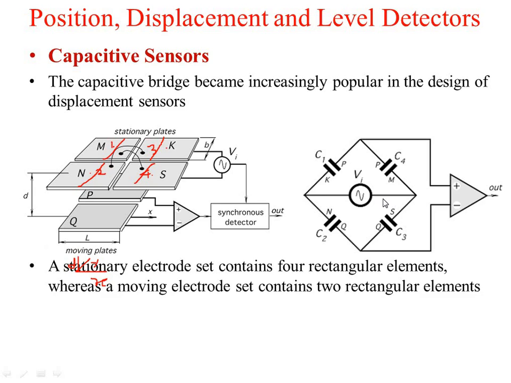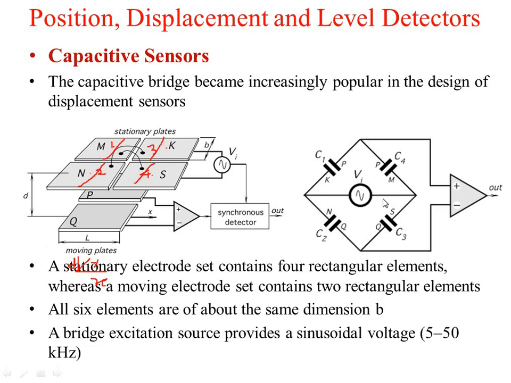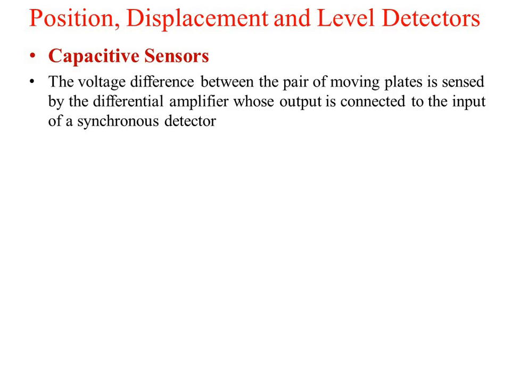So the stationary electrodes are the elements, and there are 2 moving elements. All the 6 elements have the same dimension B. The excitation voltage that you are applying has a frequency of 5 to 50 kilohertz. The voltage difference between the pair of moving plates is sensed by the differential amplifier and amplified, and its output is connected to the input of a synchronous detector. The value of C1 is given by C1 equals epsilon B, where B is the cross sectional area, divided by D into L by 2 plus X.